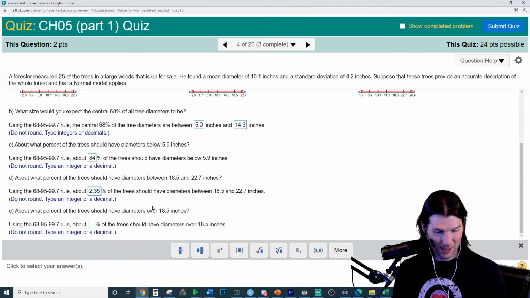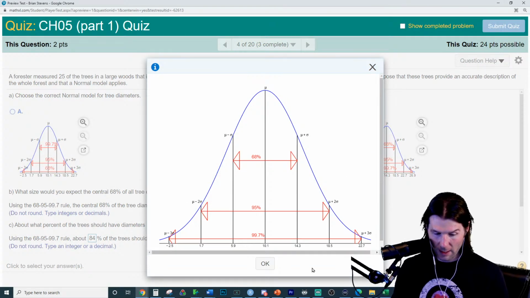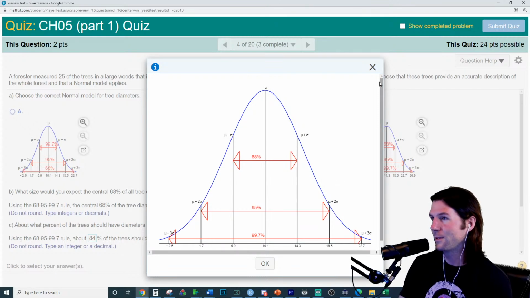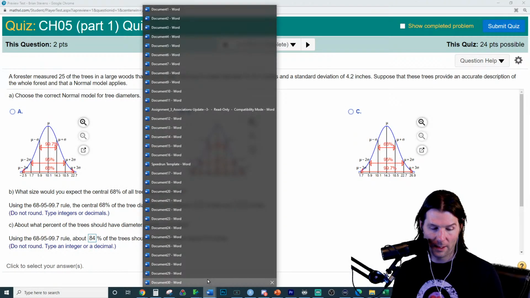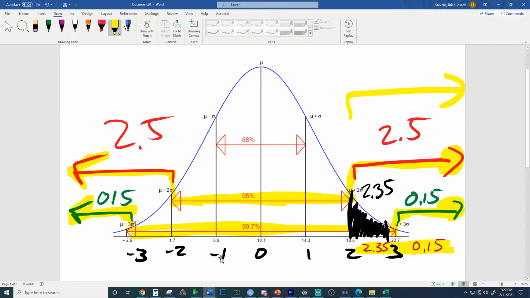And what percent of trees should have diameters over 18.5? We probably have a good answer for this already, right? Who here can look at our answer now? This one's super easy. We have everything labeled right here, and we have an arrow pointing to it. We already labeled what percent of trees are expected to have diameters over 18.5.